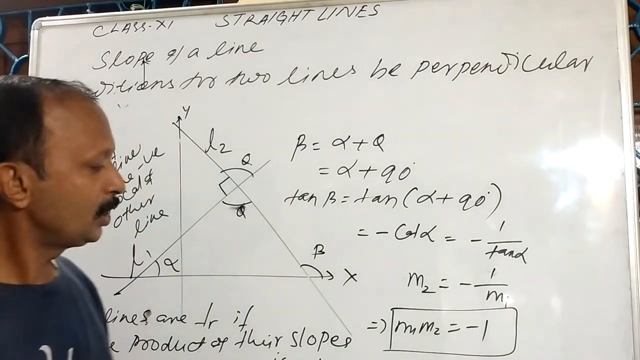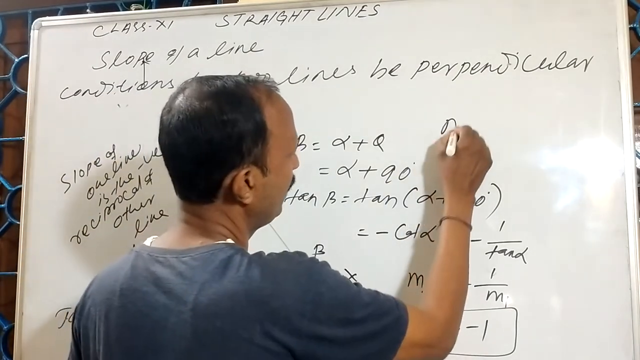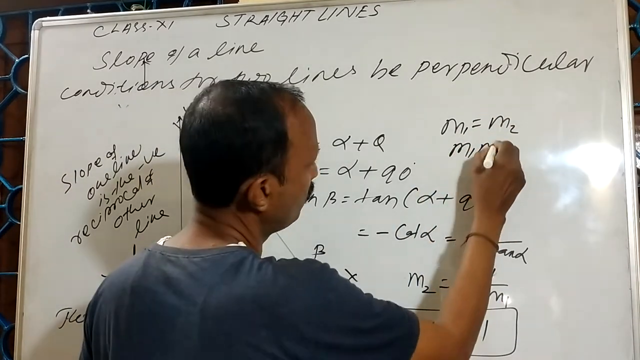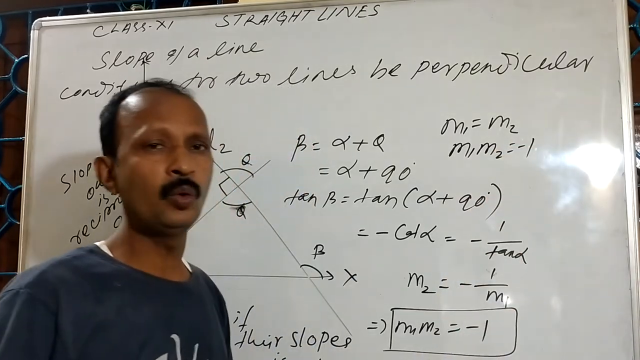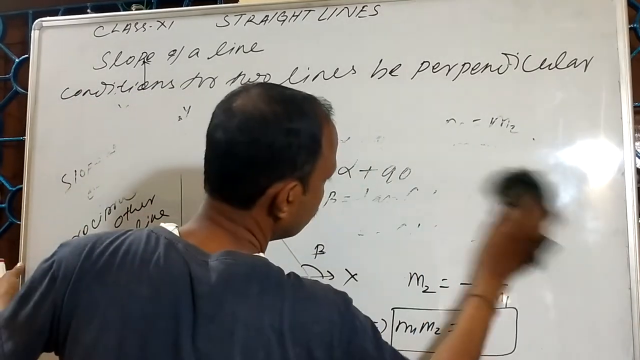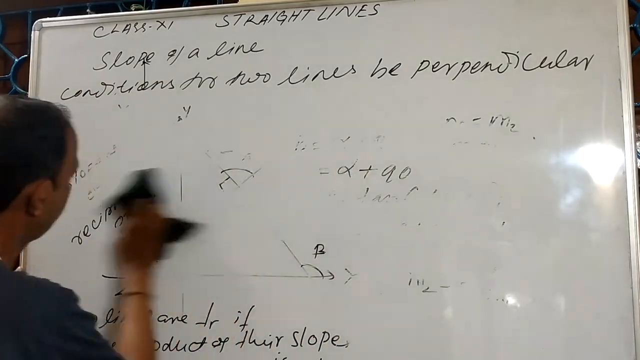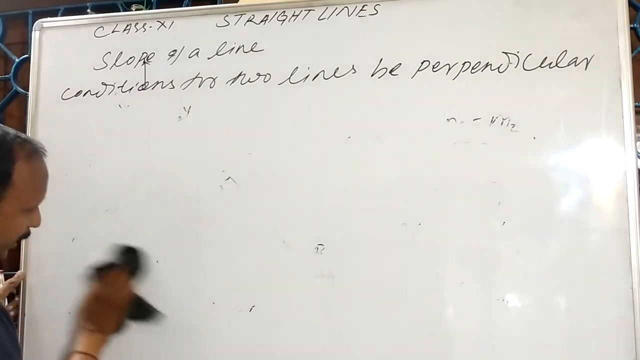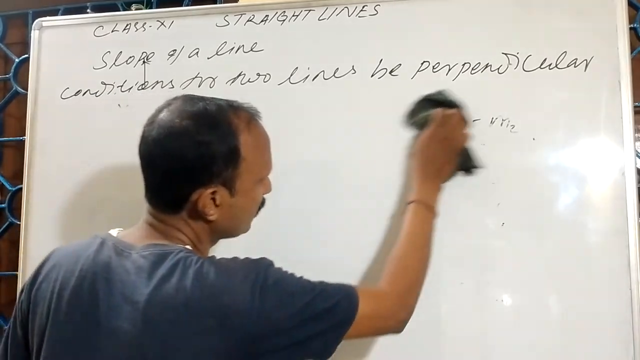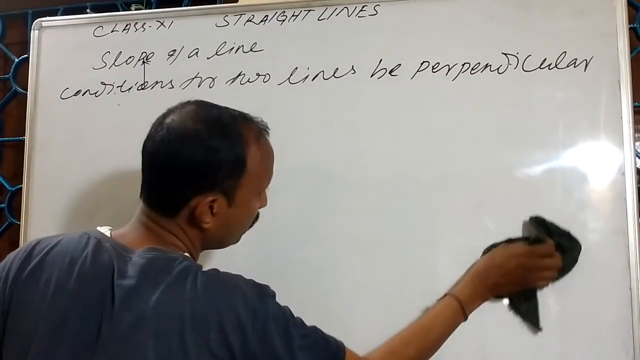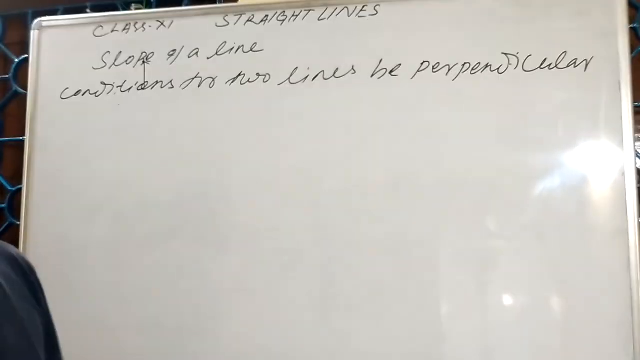In the previous case I said that two lines will be parallel if M1 is equal to M2. Now I said that if the product of M1 M2 is equal to minus 1, then the two lines will be perpendicular. So let us move forward. How to find the slope if the angle between two lines is given? I just explained how to determine the slope if the coordinates of two points are given. Now I am going to explain how to determine the slope if the angle between two lines is given.